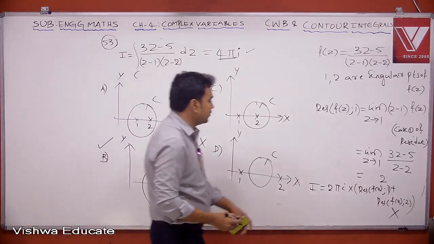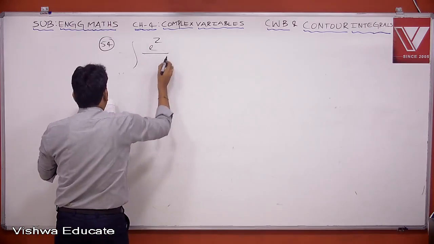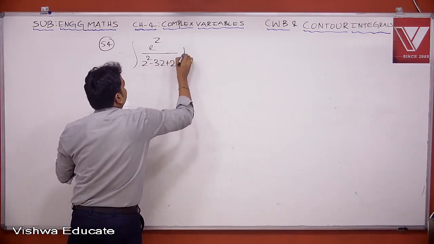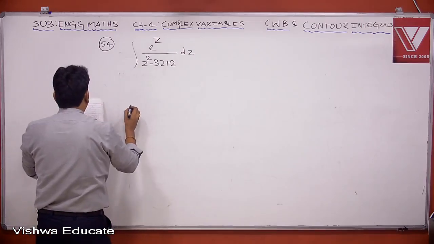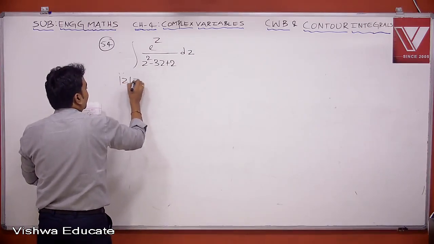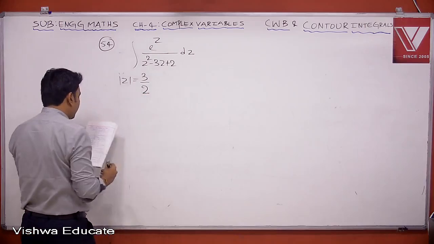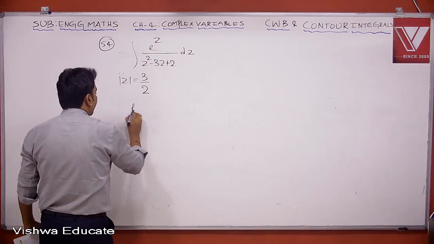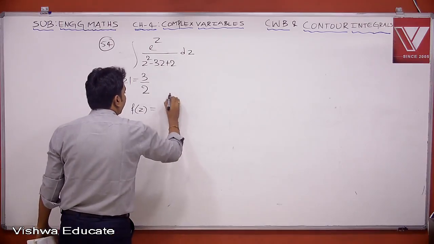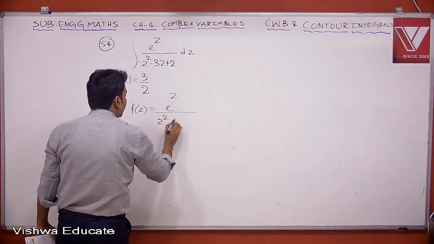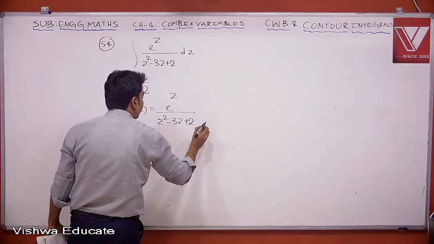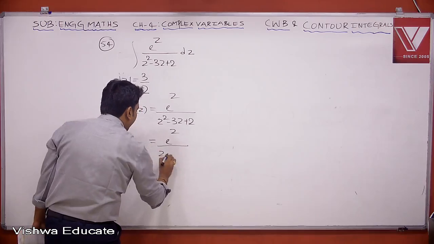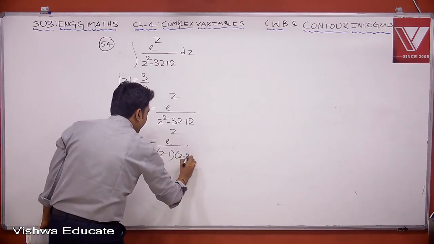Note down this problem. The integral of e power z by (z square minus 3z plus 2) dz, where the contour C is the circle mod z equal to 3 by 2. So we need to find this integral. Now what is my f of z? The overall function is f of z, e power z whole divided by z square minus 3z plus 2. So this is e power z by (z minus 1)(z minus 2).